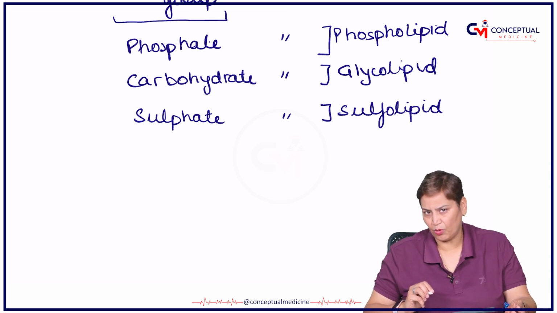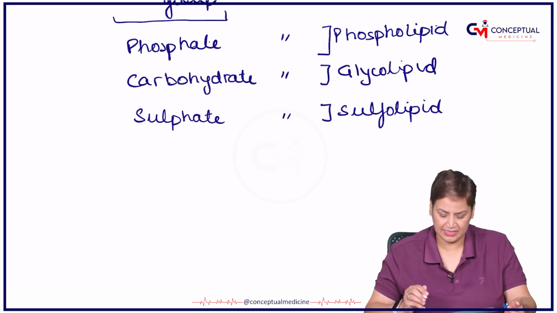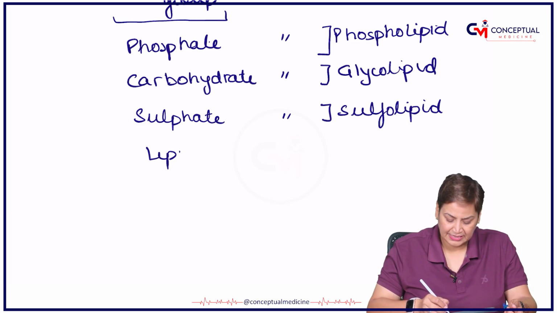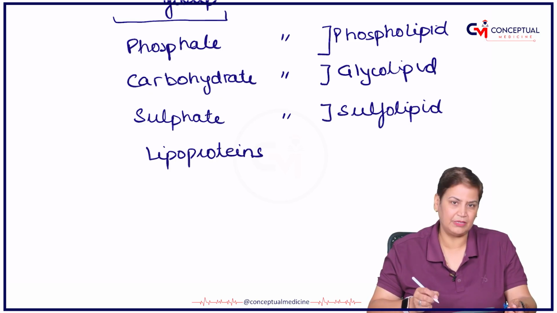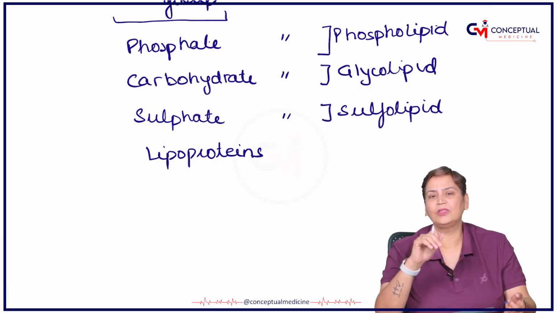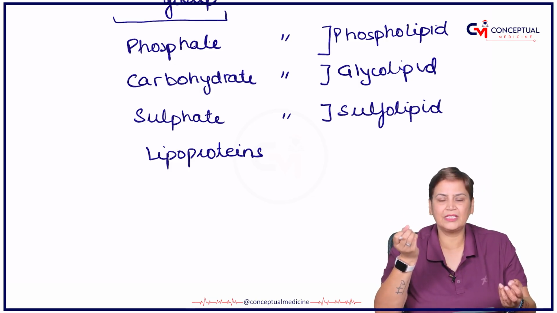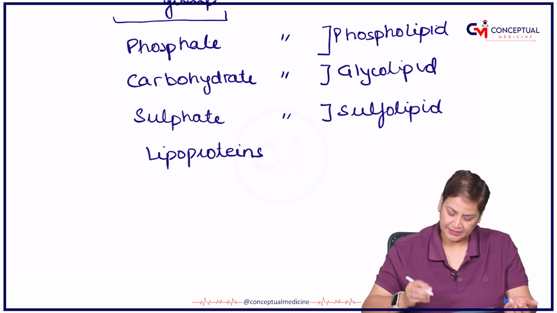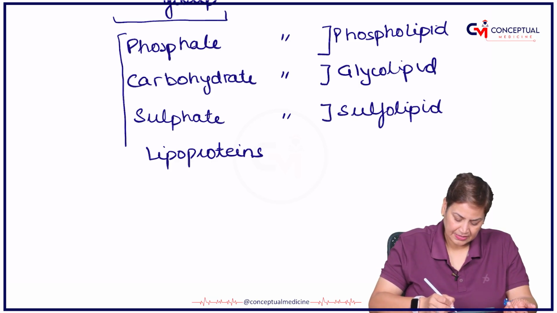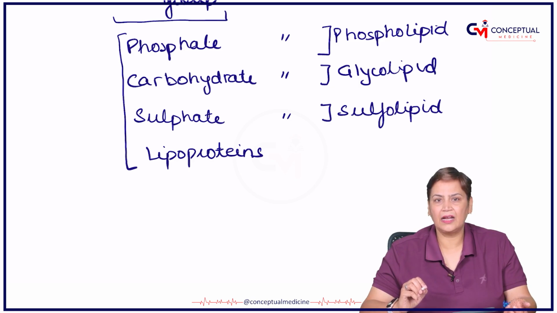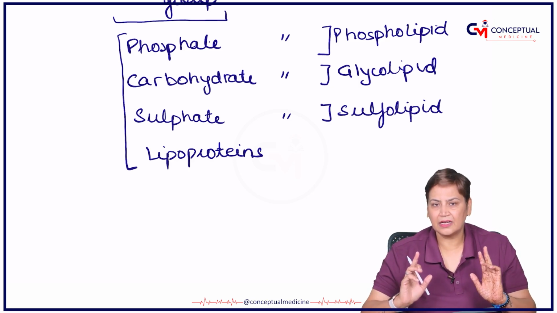And the most important class of conjugate lipids is lipoproteins. Lipoproteins is that class which comes under proteins also and under lipids also. Why? Because depending upon the proportion of lipid or the proportion of protein, it comes under both classes. These are the four main classes of conjugate lipids.